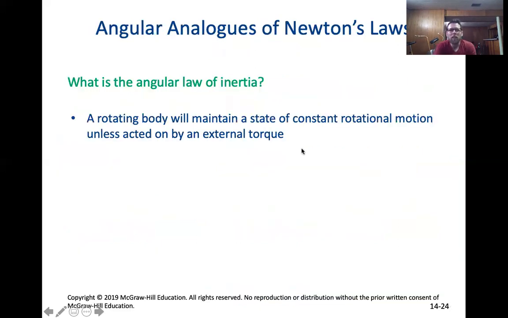So what is the angular law of inertia? A rotating body will maintain a state of constant rotational motion unless acted on by an external torque. So this is one of Newton's laws. Everything will remain rotating unless something affects it. Air resistance is one of those things. So let's go ahead and talk about that.